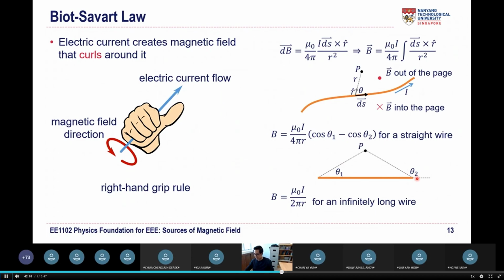And then if it's infinitely long, θ2 is going to increase and increase until, when it's infinitely long, θ2 is going to become 180 degrees, right? So when you have cosine of 180 degrees, that's -1. So this entire thing becomes 1 minus -1, which is 2. So you multiply 2 there, and then you get this. This is the magnetic field for an infinitely long wire, and it simply depends on what? It simply depends on how much current the wire is carrying and how far you are from that wire.